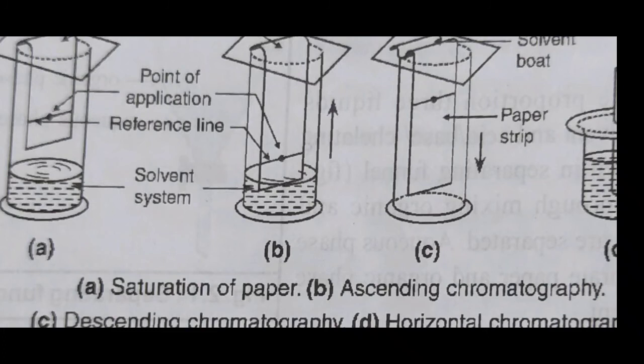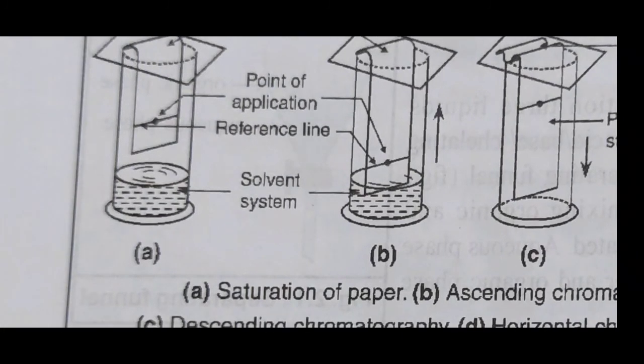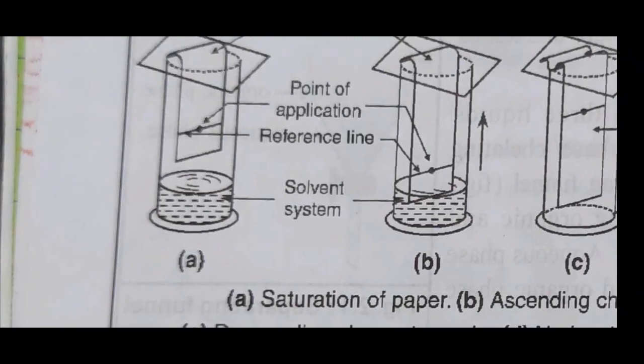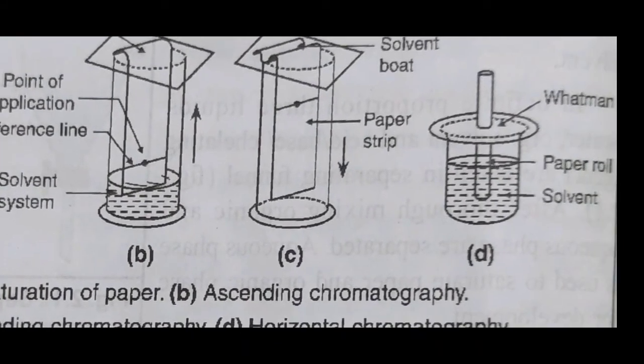Here we have the chromatography jar, then the paper strip, point of application, reference line, and the solvent taken in a chromatography jar. First is the saturation of paper. Diagram A shows saturation of paper, meaning the paper is drawn into the chromatography chamber and is saturated by the solvent. Then diagram B is the example of ascending chromatography. Ascending means upward direction.